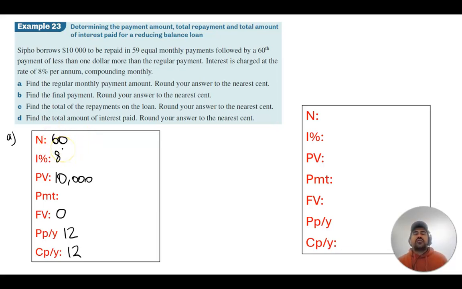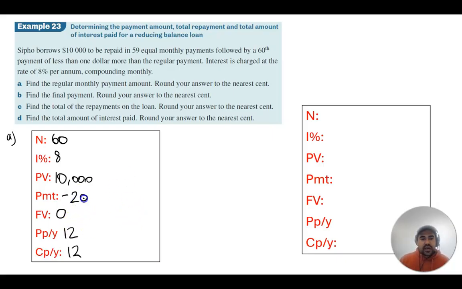Now, a lot of students get confused with this part because they assume that they're going to do this payment 59 times because it says 59 equal monthly payments. But the fact that it says followed by a 60th payment, that's going to be different. We are going to assume that this payment is done 60 times. And we are going to try to figure out what is that 60th payment really meant to be. So we're going to get a payment amount. We'll get a negative amount because this is now money going out of Sifo's pocket to pay down this $10,000.